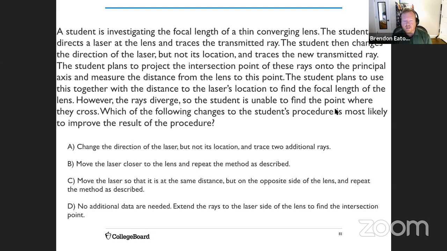So the answer choices here, it looks like A changes the direction of the laser. No good. Move the laser closer to the lens and repeat. No, I don't like that either, because that changes your object distance. Move the laser so that it has the same distance, but on the opposite side of the lens. No, that just completely changes everything. Option D says no additional data is needed. All he needs to do is extend the rays to the laser side of the lens to find the intersection point. And that's what we did in pretty much all of our diagrams for lenses that had diverging rays. So answer choice D is the correct answer.